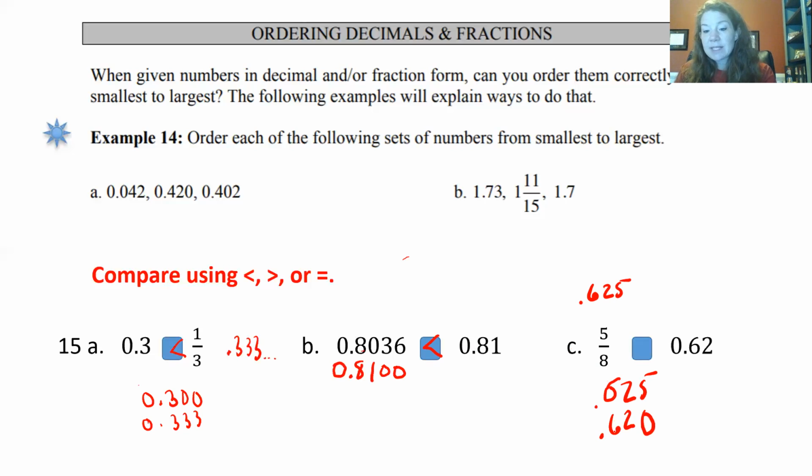So the tenths place are the same. The hundredths place are the same. So the number that tells us which is smaller is in the thousandths place. So 0 thousandths is less than 5 thousandths. So in letter C, 5/8 is greater than 62 hundredths.